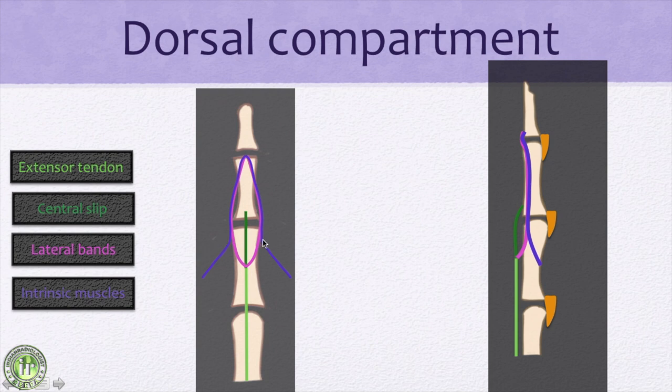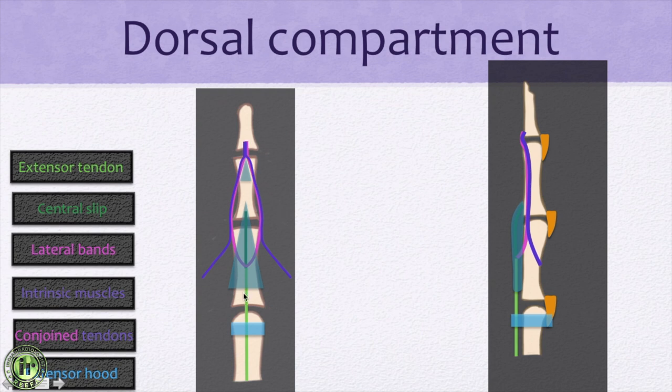There are two more tendons, that is the intrinsic tendons, which come from the intrinsic muscles, and they go and merge with the lateral bands to form the conjoint tendon. So these are the two conjoint tendons. Now the two conjoint tendons merge together to form a single tendon at the level of the distal interphalangeal joint, and they attach to the base of the distal phalanx, and this is nothing but the terminal extensor tendon.